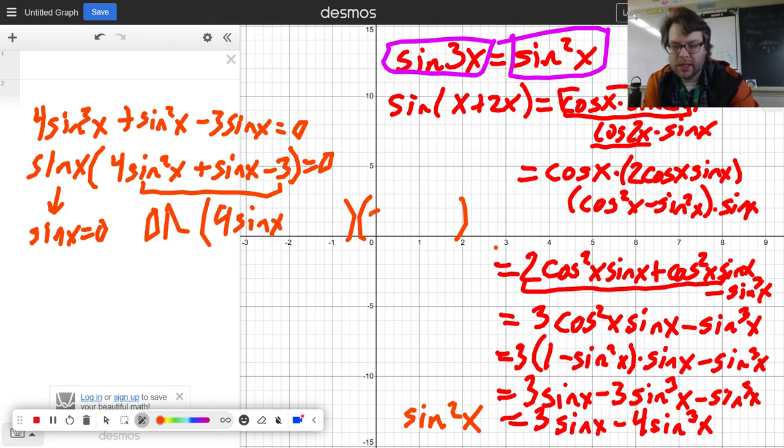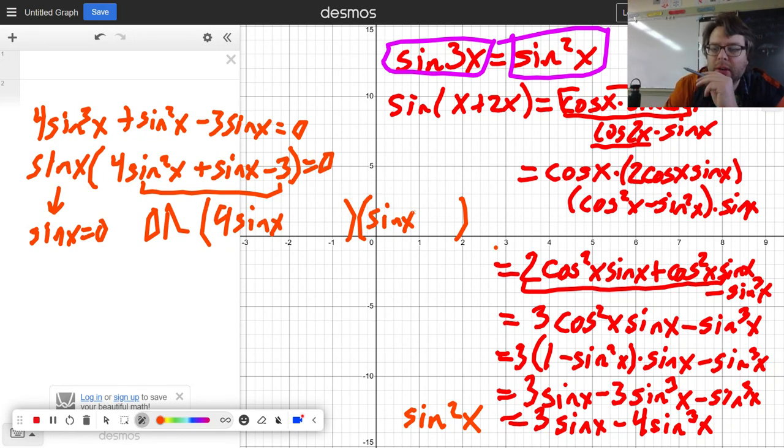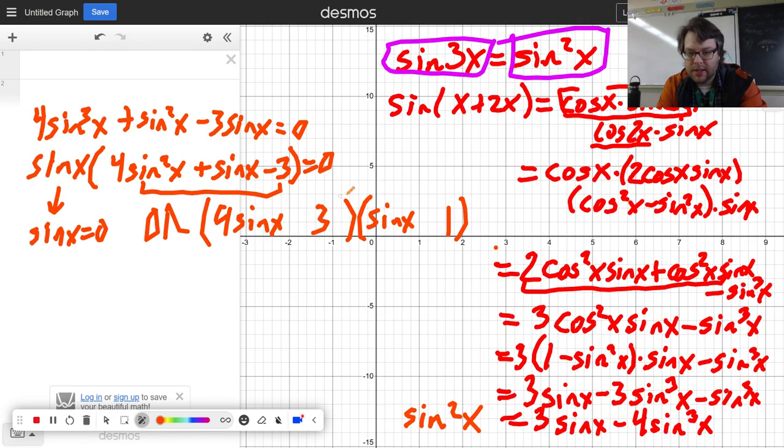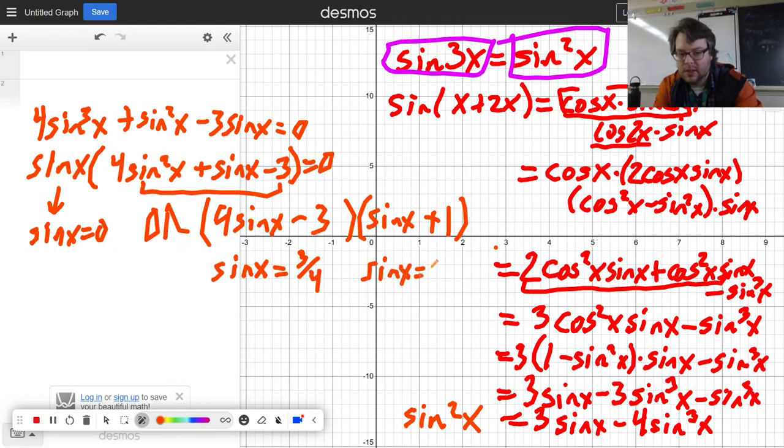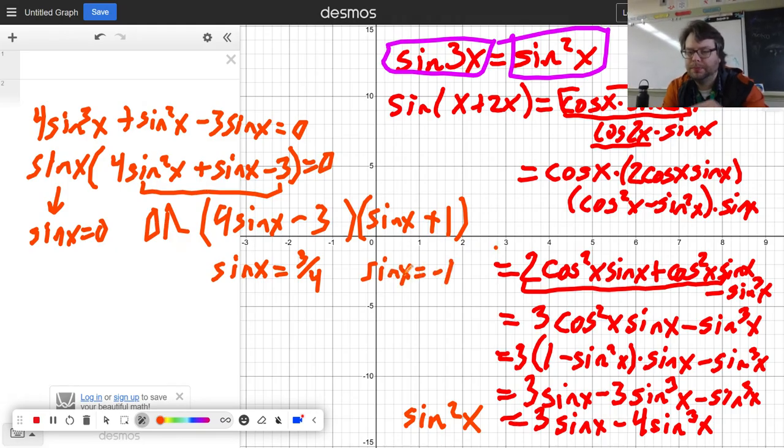So I have 4 sine x times regular sine x. I guess it could be 2 times 2, but I'll try 4 times 1 first. And then I can put a 3 and a 1. So that gives me 3 sine x and 4 sine x. I want the 4 to be positive and the 3 to be negative. So then that works now. If you multiply it out, you'll get the same thing. So this gives me sine x equals 3/4. This gives me sine x equals -1.